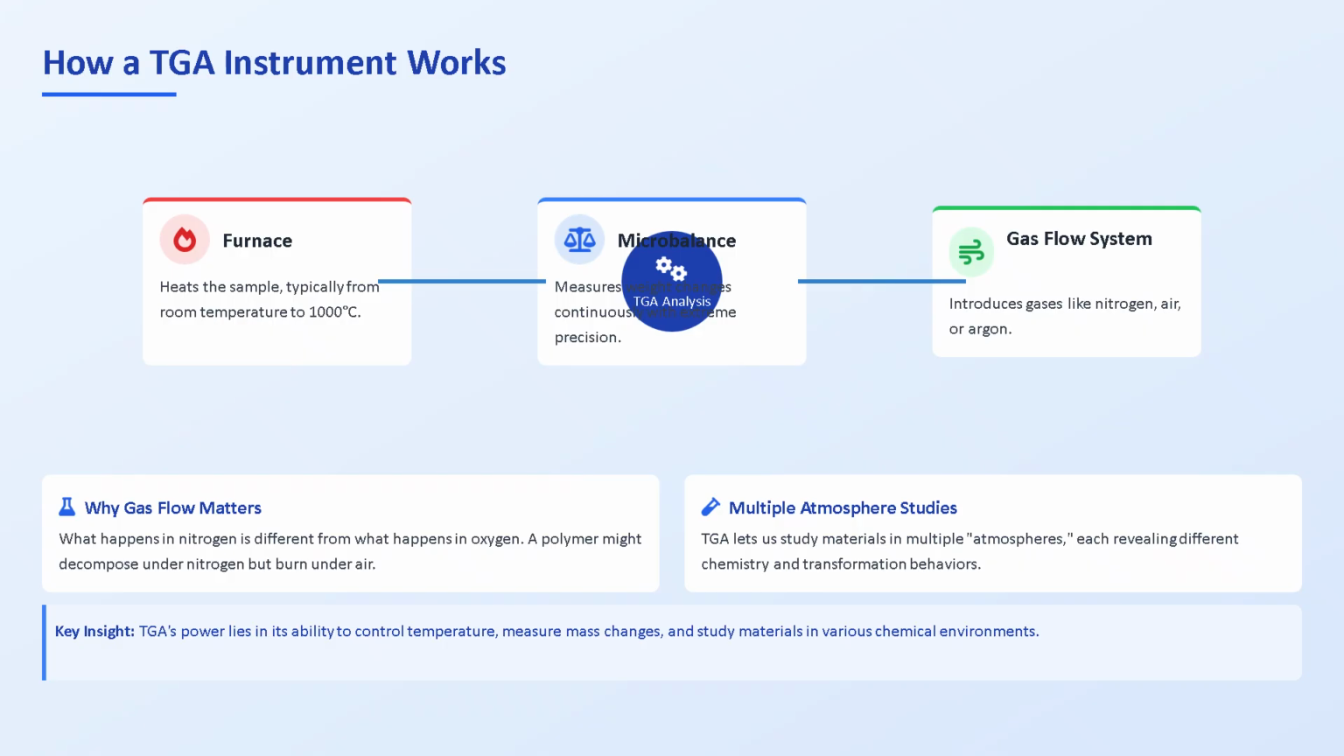Gas flow matters because a material can behave completely differently depending on the atmosphere. For example, a polymer may decompose under nitrogen but burn in oxygen. TGA gives us the ability to study these transformations across multiple environments.